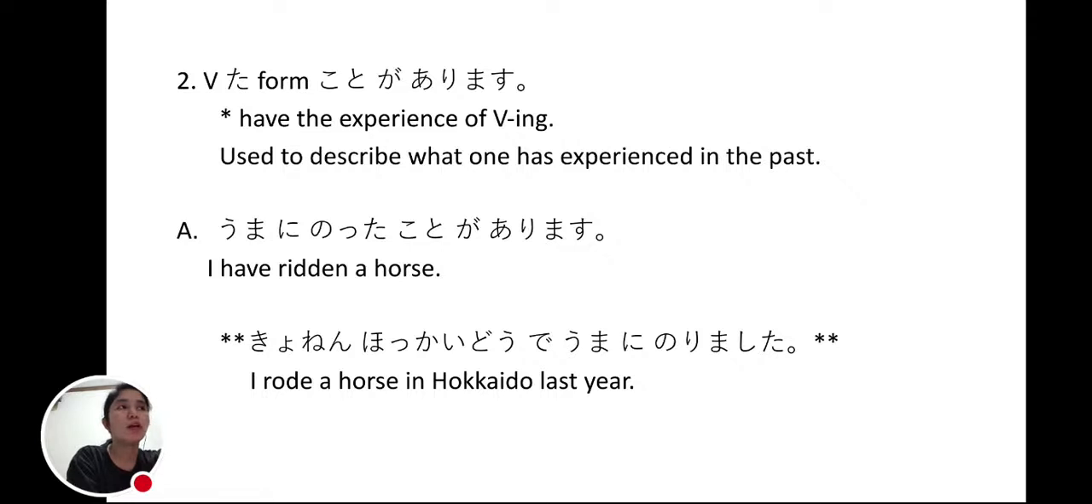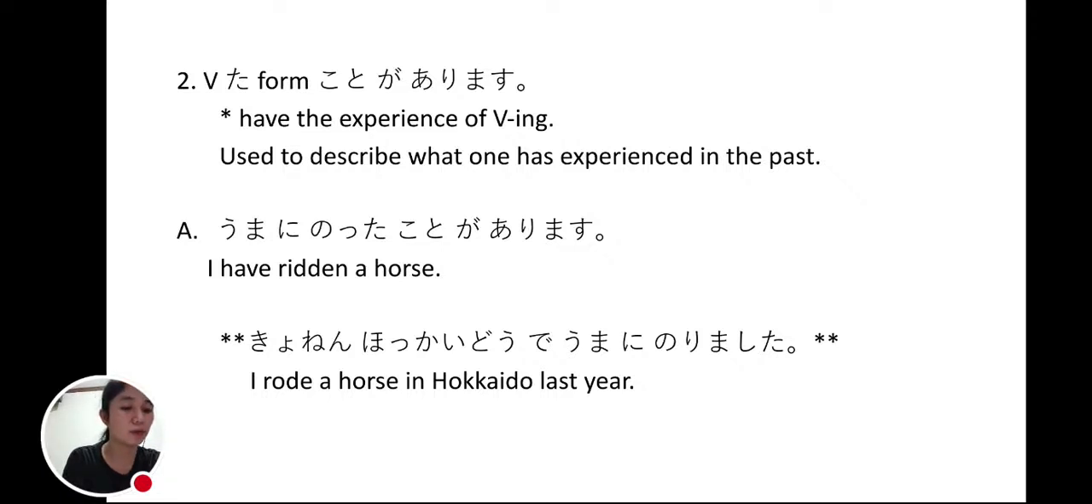Or for example, you have been to Japan, no? You experienced going to Japan. So you can say: Nihon e itta koto ga arimasu. So the past form will be the ta, itta, and then add koto ga arimasu. That shows your experience of doing that. So, nakapunta kayo sa Japan, nakapunta kayo sa Singapore, sa US, mga ganyan. Or here in the Philippines.